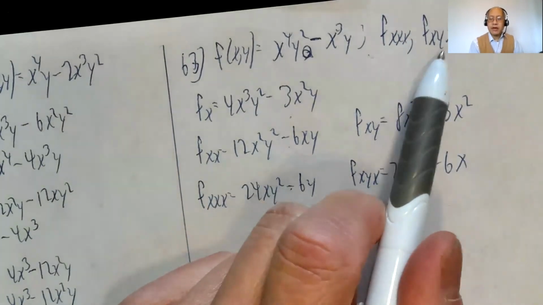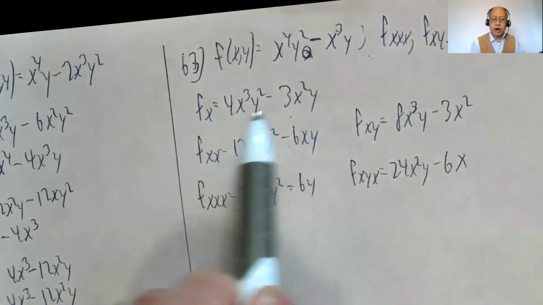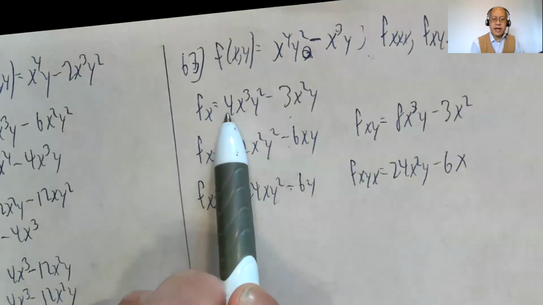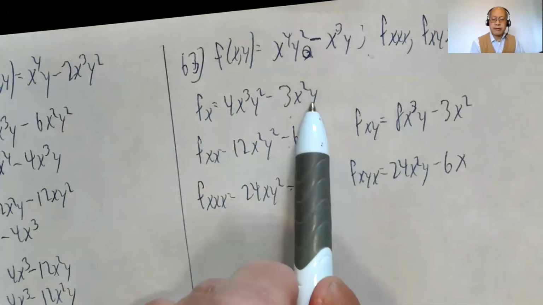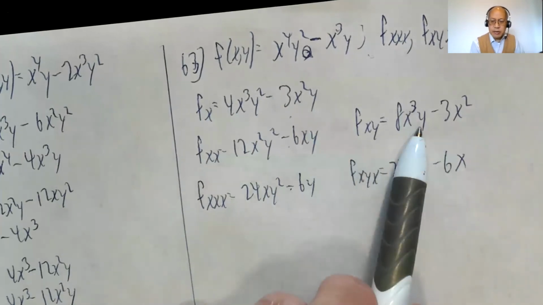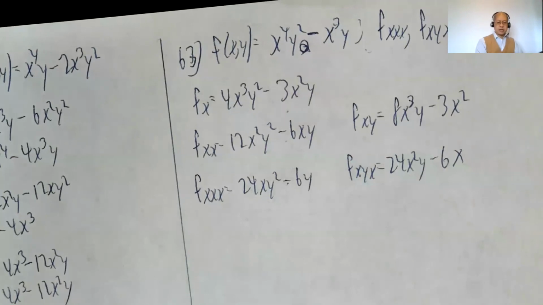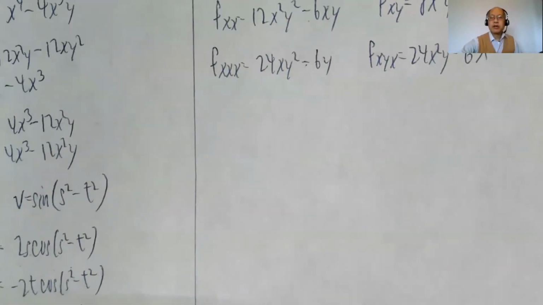And they ask for fxyx. So I already did that. Differentiate with respect to y. So 2 times 4 is 8x cubed y minus, derivative with respect to y, negative 3x squared. Then differentiate this with respect to x. So 24x squared y minus 6x. And there we go. Okay, so that was section 14.3.